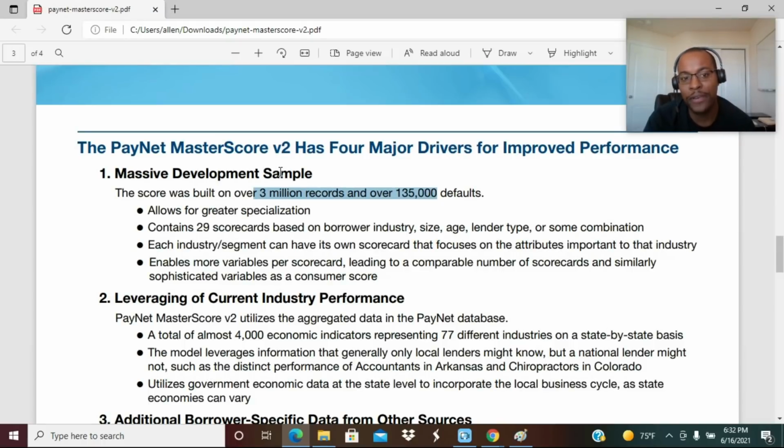Now, they were able to develop this algorithm by having a large sample of data, so over 3 million records and 135,000 defaults. Now, I'm not going to break down all the different components of the algorithm, but essentially what they're trying to model is the risk of default. And by having this large sample of data, they're able to plug in different inputs. I believe they have about 135 different unique variables that go into this algorithm. And based on those inputs, they're able to predict the likeliness of default.